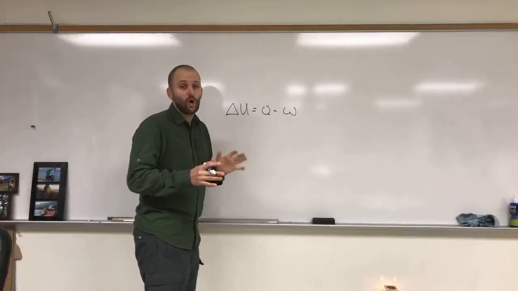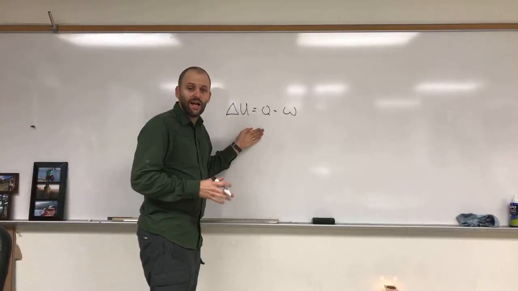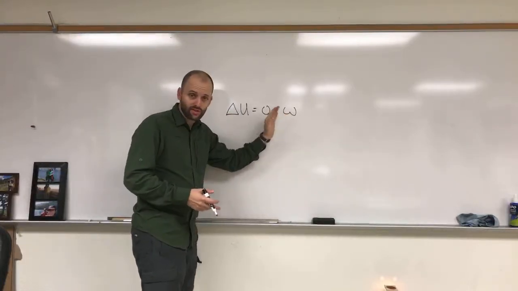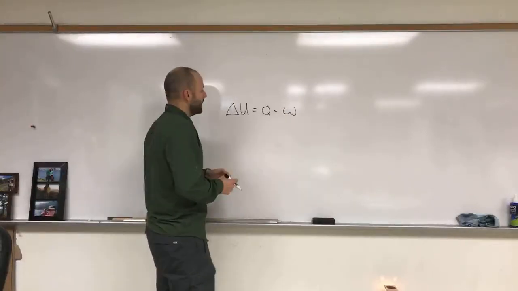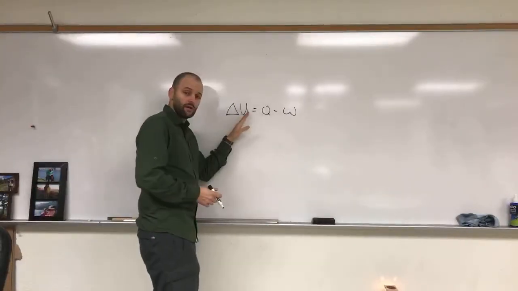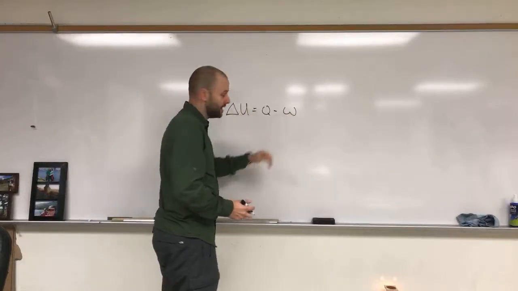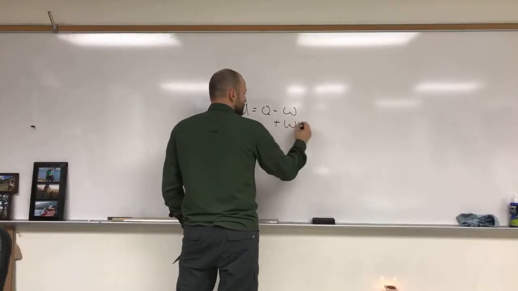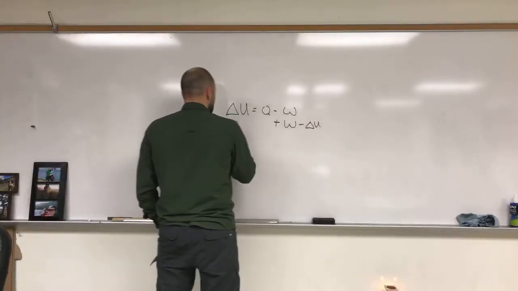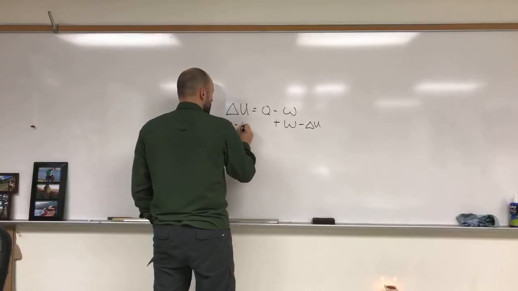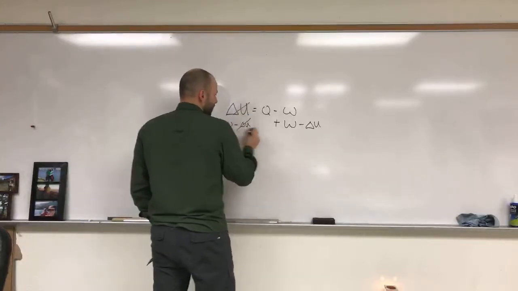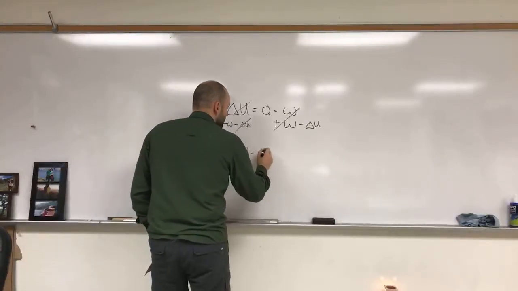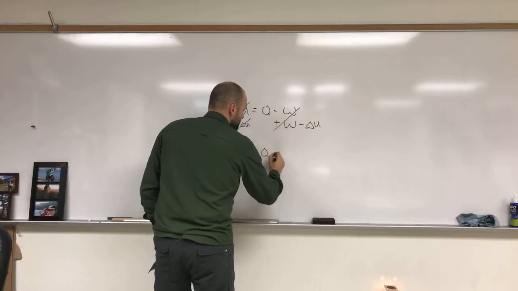I typically solve for what we want and then plug in the numbers. For example, say I wanted to isolate W and solve for W, the work done. I would add W over here and subtract delta U over here. So you would have something along the lines of this. If I add W to both sides and subtract delta U from both sides, delta U would go away, W would go away, and we would have W equals Q minus delta U.